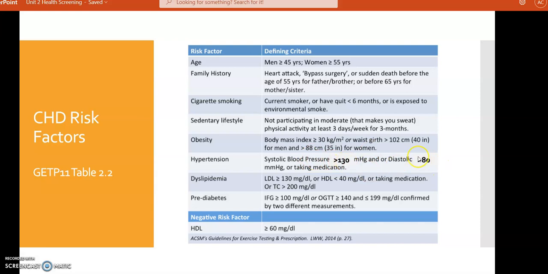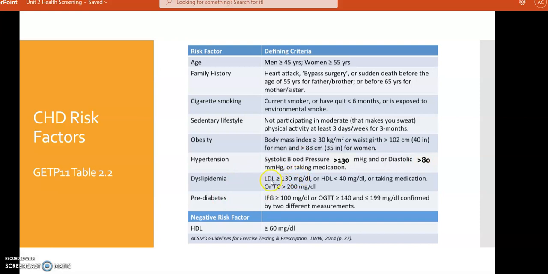Hypertension is 130 and 80. Notice this has recently changed in the last 5 or 6 years. It used to be 140. So if you look at an older text, you'll see those numbers are different. The current ACSM test is based on these numbers, 130 and 80.